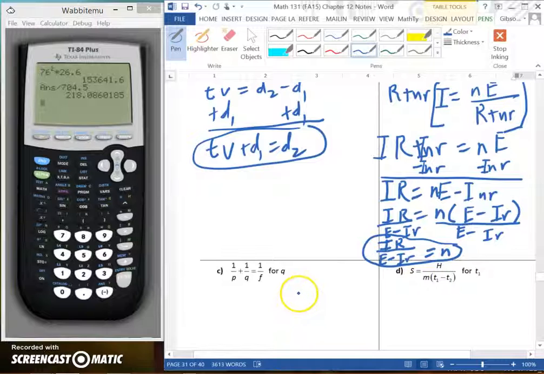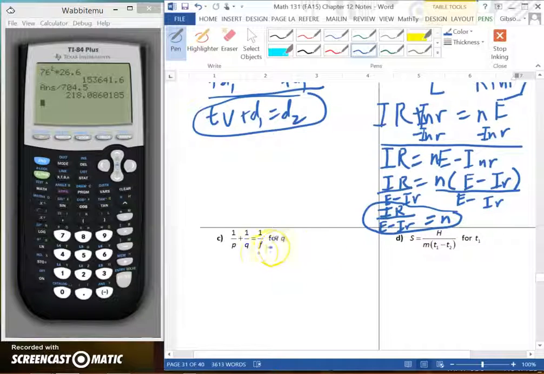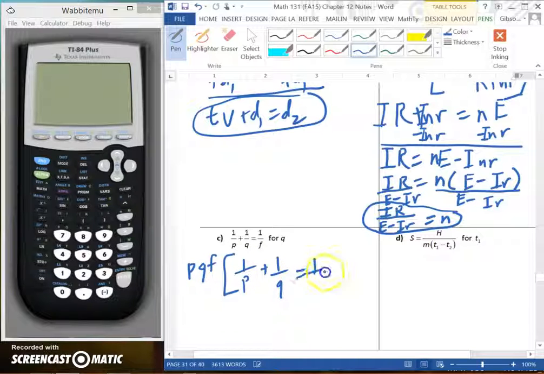Okay, now if we look here at C, we want to solve for Q here. So in order for us to solve for Q, we must first get Q out of this denominator. So what we can do is this here. Let's get rid of all the denominators. So we have P, Q, and F. We can multiply everything by P, Q, and F. Okay, so this will leave us QF plus PF is equal to PQ.